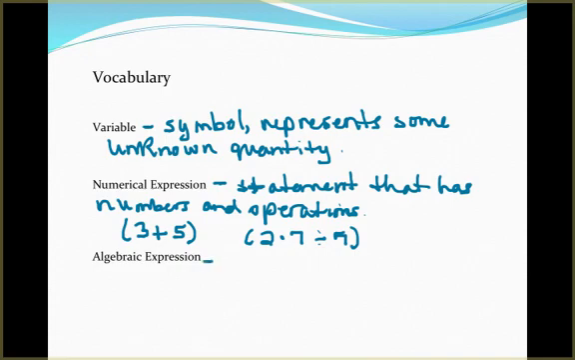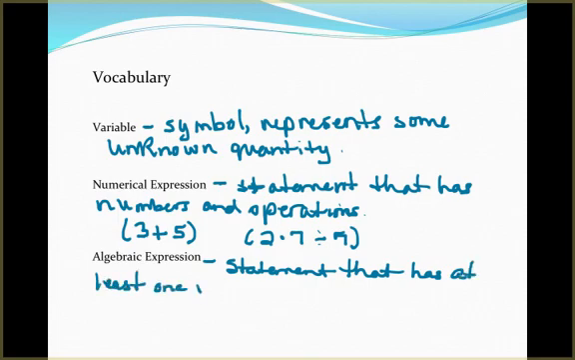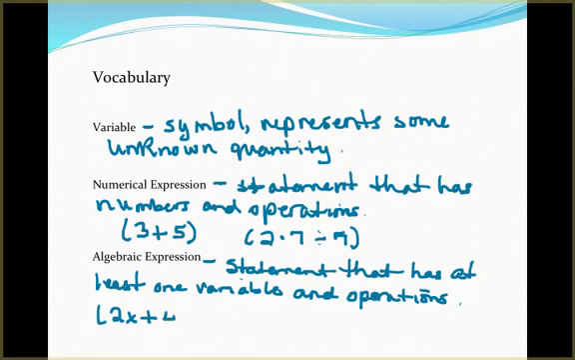Now an algebraic expression is very similar to that. It's also a statement, but this time it has at least one variable. And it could have constants or numbers, it doesn't have to, and operations. All right, so it might be something like 2x plus 4, or 3x minus 5y.